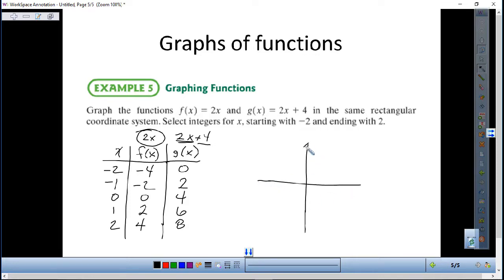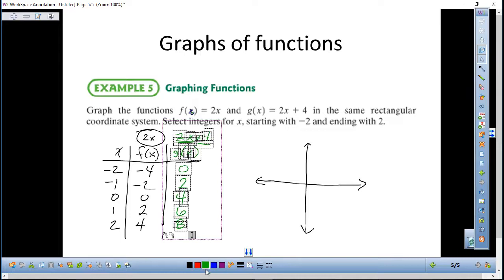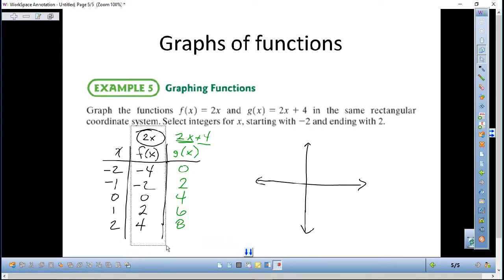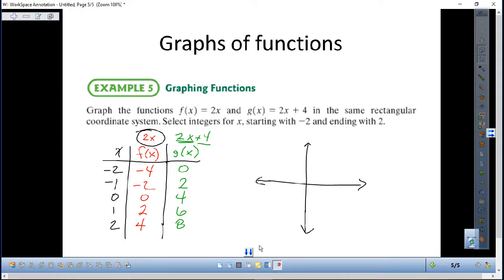Alright, so let's kind of sketch this graph out a little bit. Now, before we go too far, let me go ahead and do this. We'll make that green. Do this. And we'll make that red. So that's where our points are going to come from and what color we're going to do. So let's do the 2x first, or the f of x. So we've got -2, -1, 1, 2, and 1, 2, 3, 4. 1, 2, 3, 4. Now we're going to need more than that, but we'll just go with it when we get there. All right, so -2, -4.